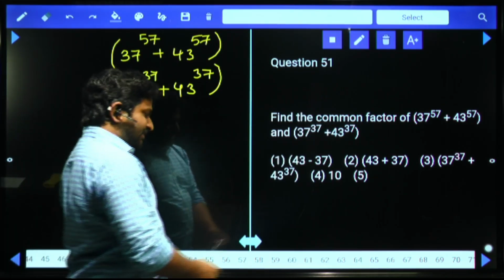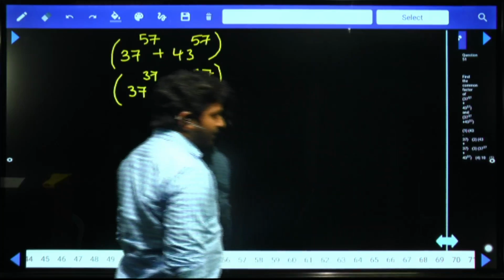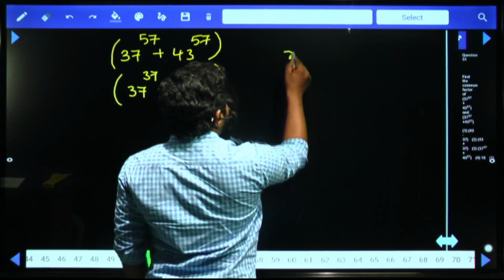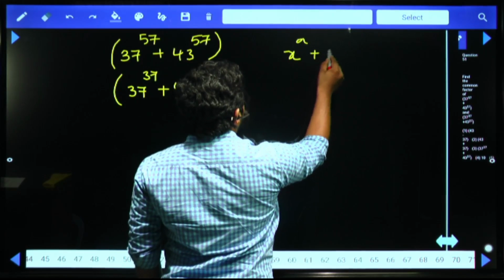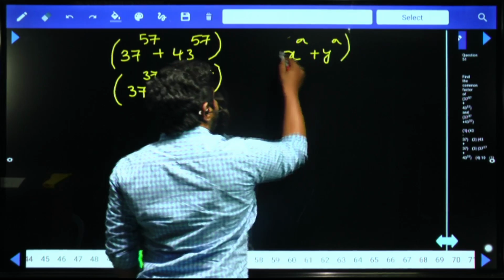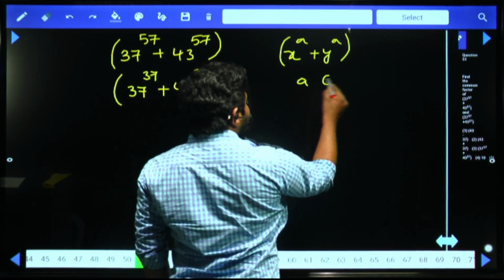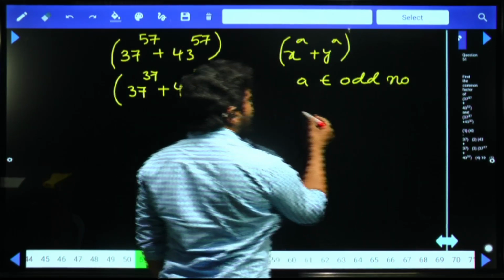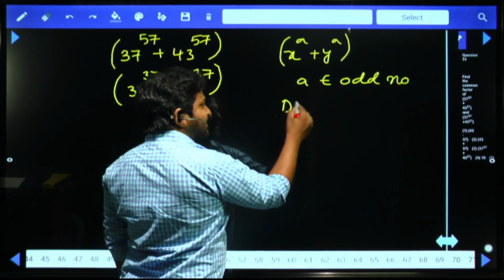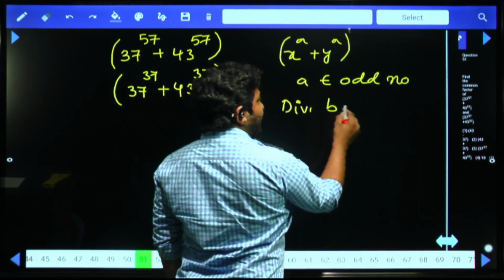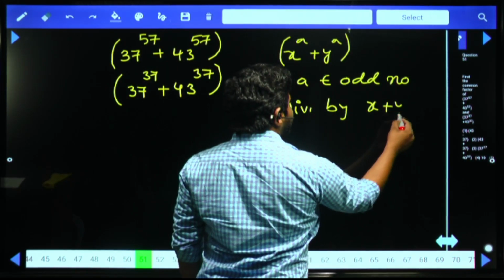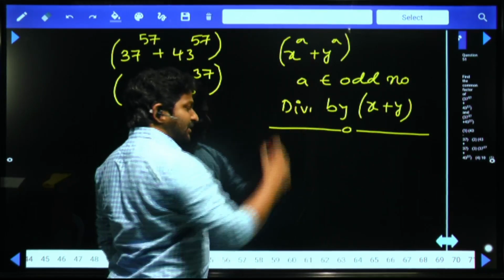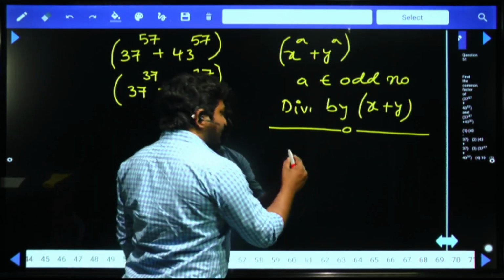If you want to know this, there is a rule in algebraic expressions. If a number is in the form of x power a plus y power a, where a is an odd number, then the number is divisible by x plus y. A similar rule is also there for the negative case, which will be something different.